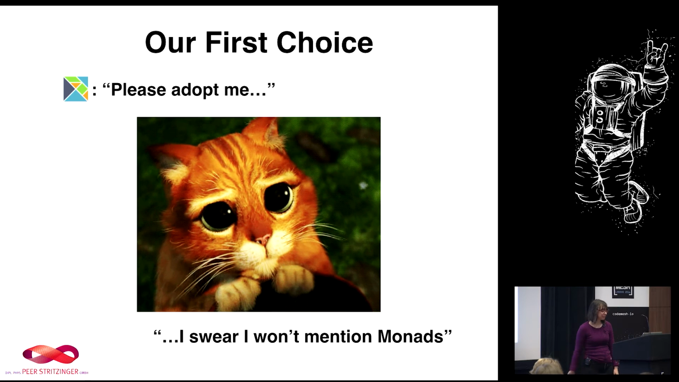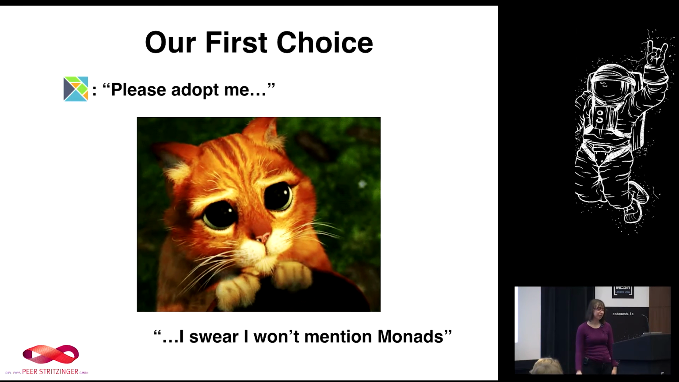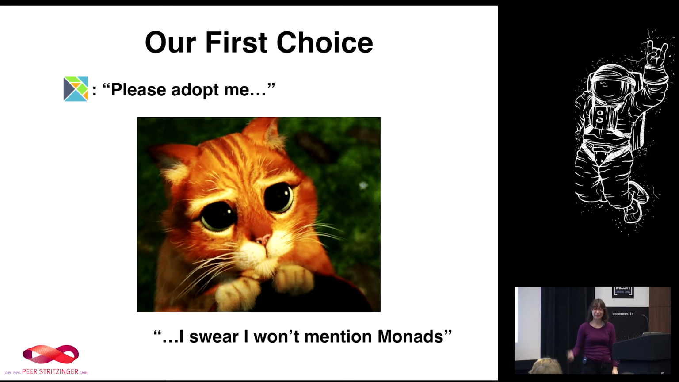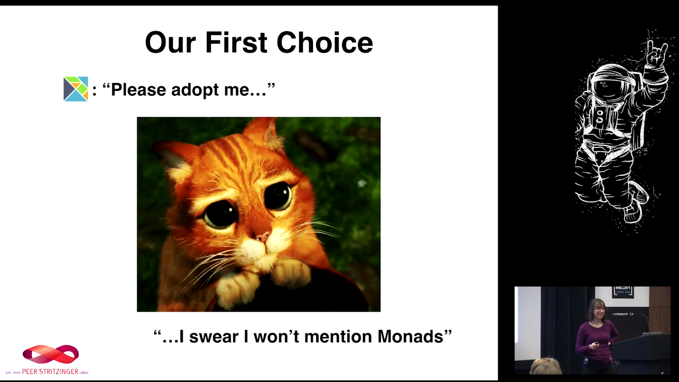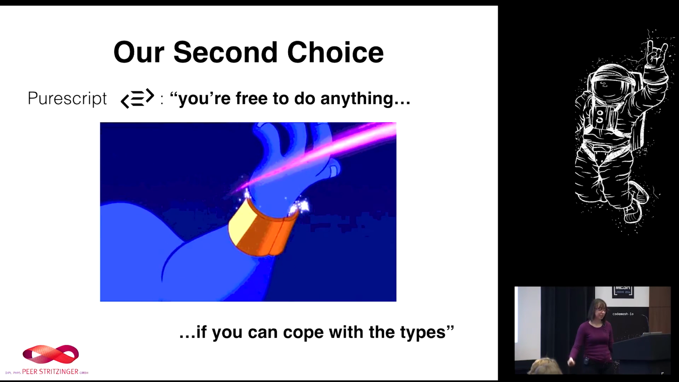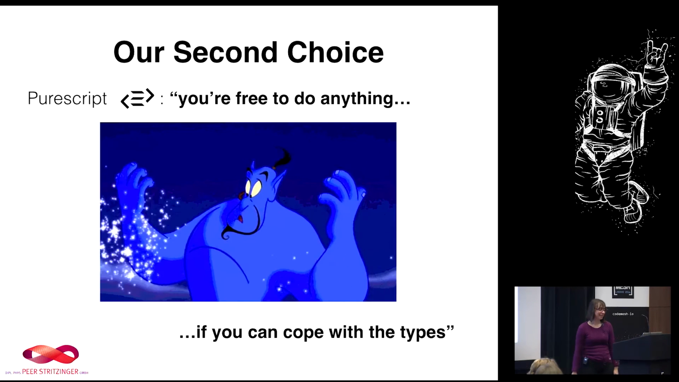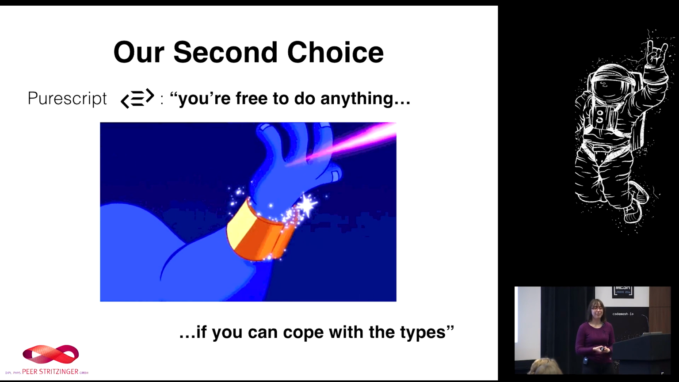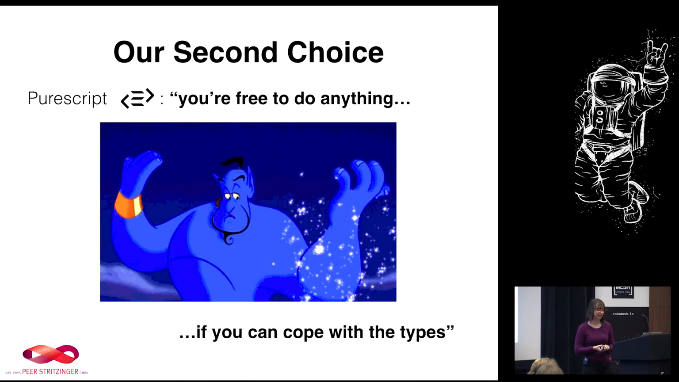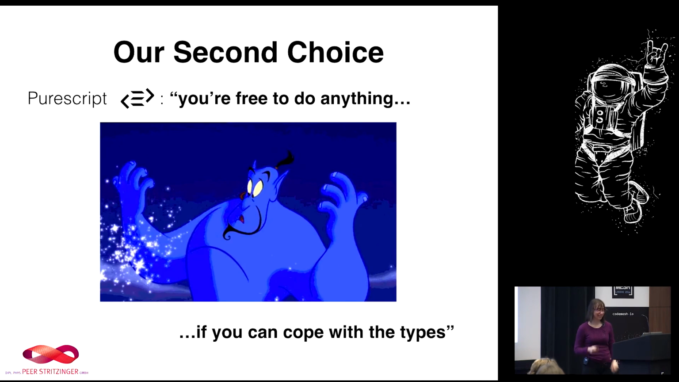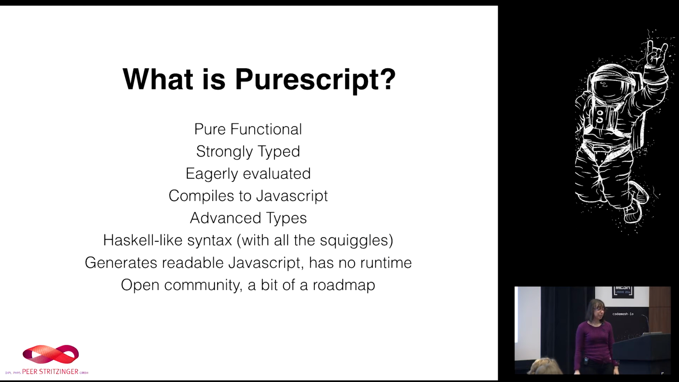We try. So our first choice was Elm. It was very cute. It told us, please adopt me. I won't mention monads. Everything will be easy. And it was very convincing. And our second choice is PureScript. And PureScript basically says, you're free to do everything as long as you can make it compile, which is very freeing after having worked with a very opinionated language that says, you should do this as I say, and not anything else. So PureScript is a purely functional, strongly typed, eagerly evaluated language that compiles to JavaScript.